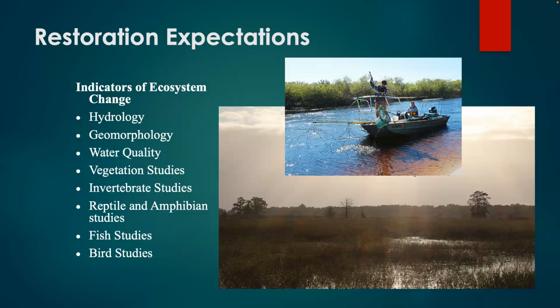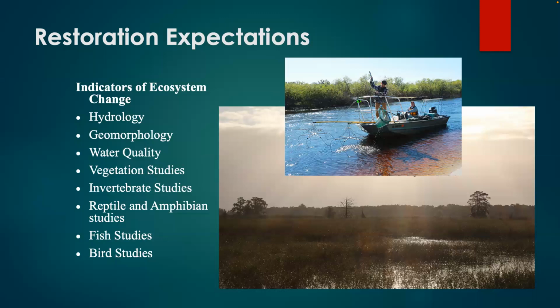Water quality, vegetation. We want to, again, see wet prairie grasses and broadleaf marsh for the majority of this system. That's what it was. So if you see this picture, the one in the background, that's the kind of floodplain we want to see there.